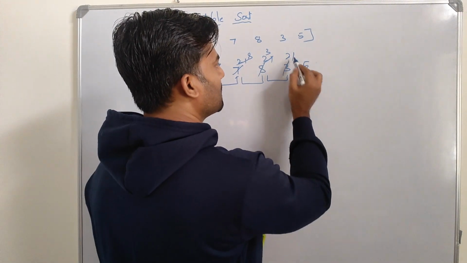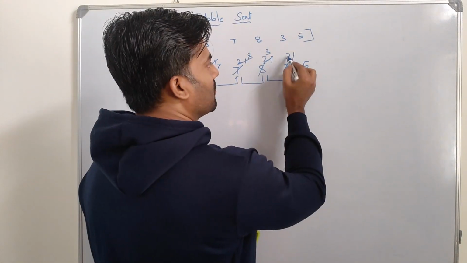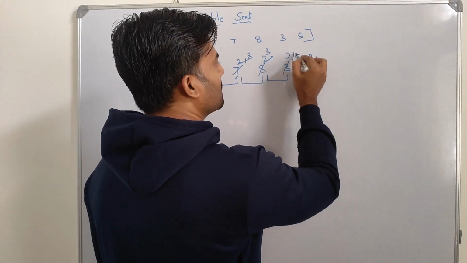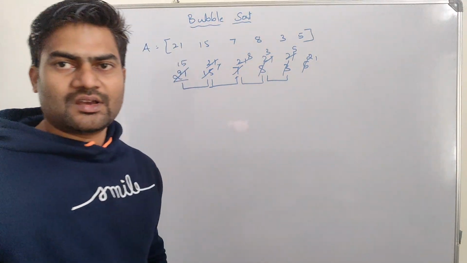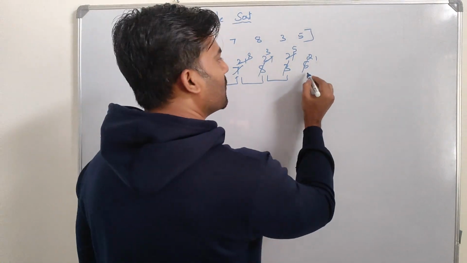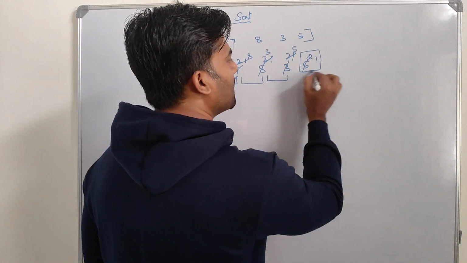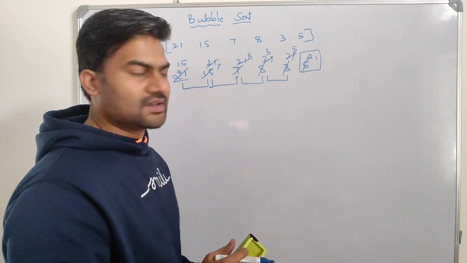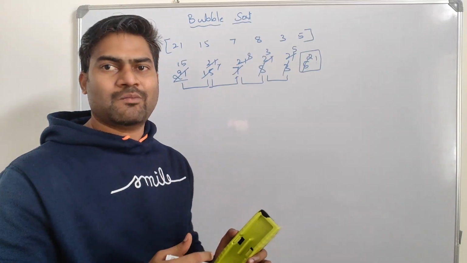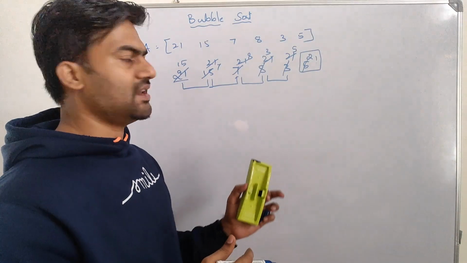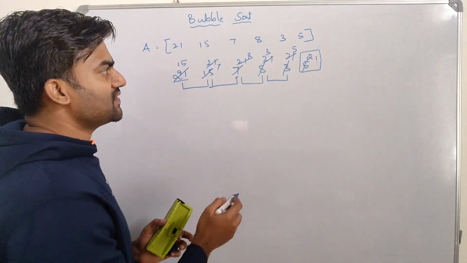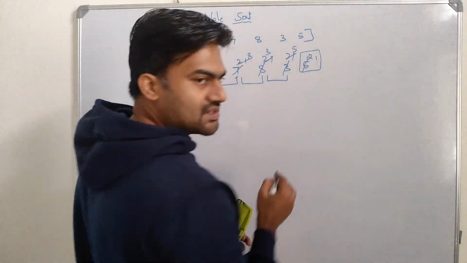So at the end, 21 is again bigger than 5, so I will simply swap them. Now if you see, at the end of this particular iteration we pushed our maximum element towards the right. This is why it is called bubble sort, because we are trying to bubble out the max element towards its right position. So this is the end of the first iteration.